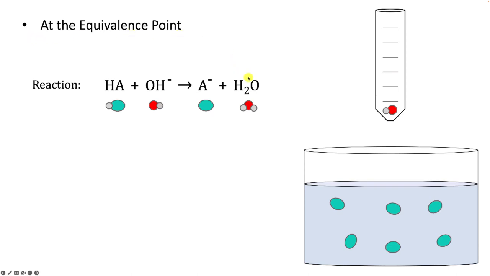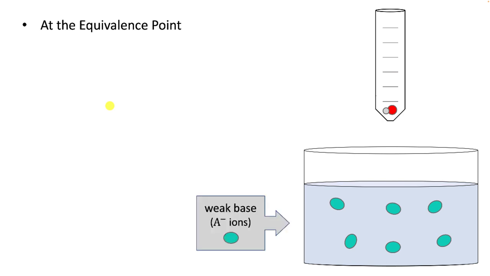We've now reached the equivalence point because we've added enough OH minus to fully react with the HA, so the number of moles of OH minus added were equal to the number of moles of HA we started with. All of the HA has been converted into A minus, so we're at the equivalence point. The predominant species, other than water of course, is the weak base A minus. The solution is going to be basic because of that.